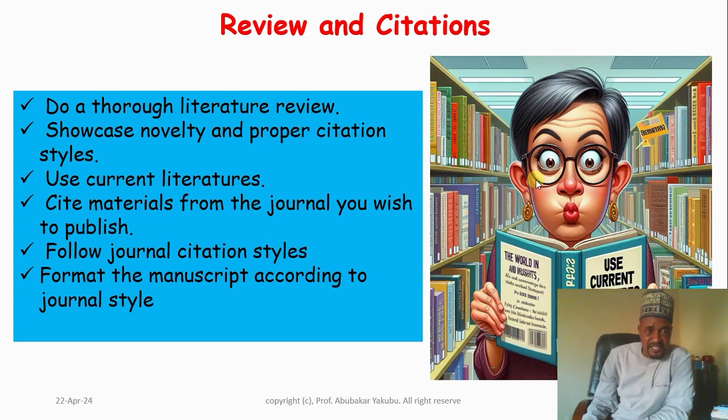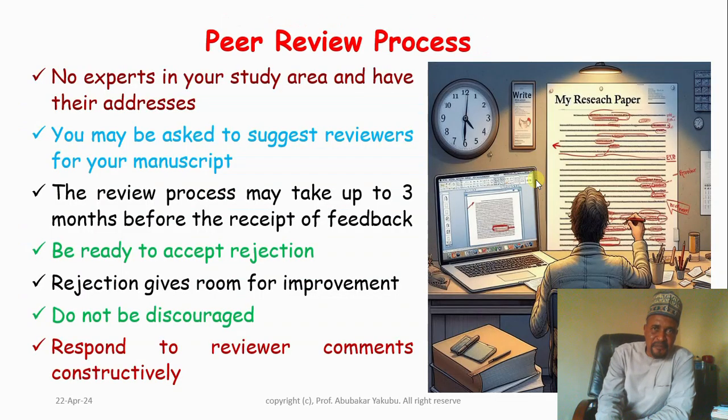So format journal citations. Format the manuscript according to journal style. Sometimes every journal has its own style of citation or formatting. So read their guidelines and follow their citation styles. Peer review process. Know experts in your study area and have their addresses. It's important because sometimes some journals will ask you to suggest people you want to review your paper. So if you don't know experts in your field, you will not be able to give names of reviewers you need to suggest. So you may be asked to suggest reviewers for your manuscript.